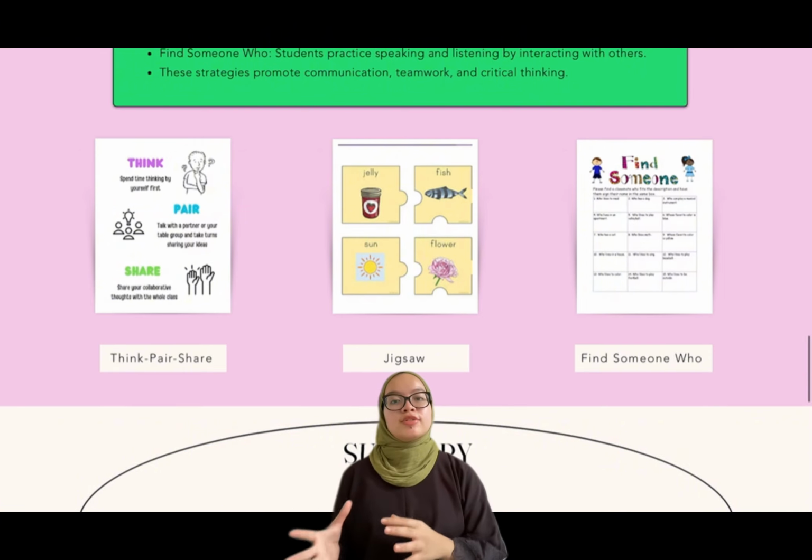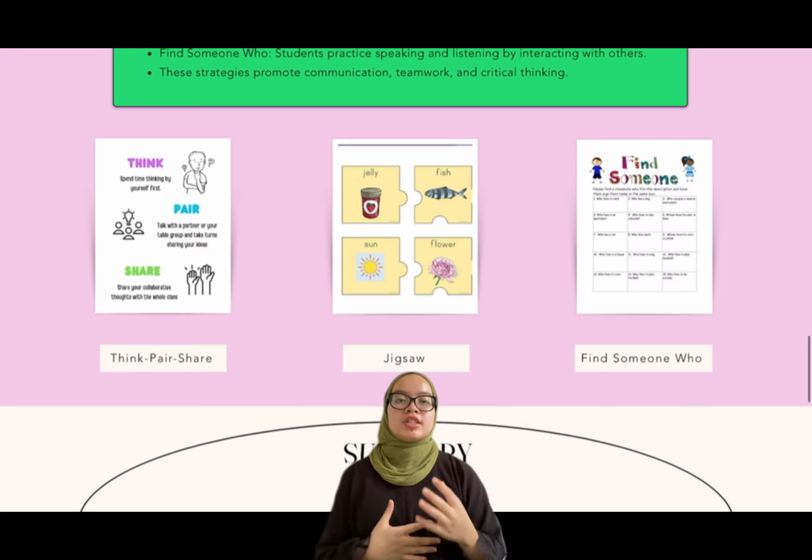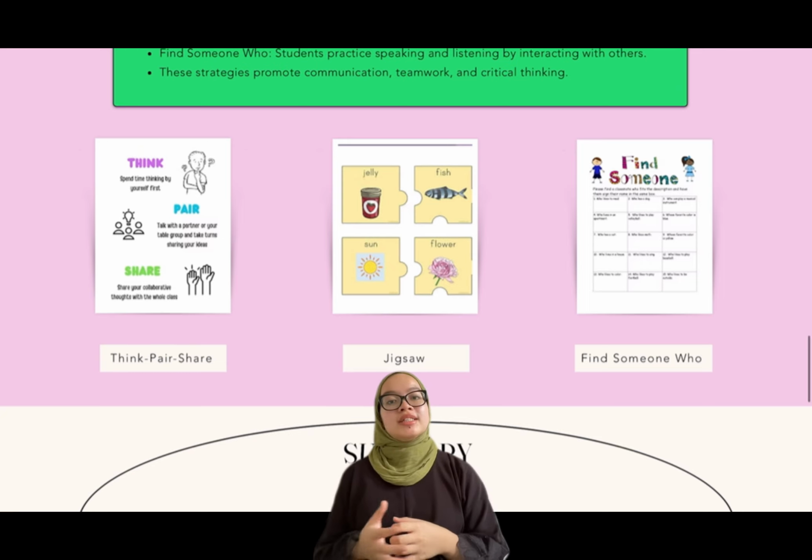This strategy allows students to think independently, share their thoughts with a partner, and then present to the class. It encourages both individual reflection and teamwork. The second one is jigsaw. In this strategy, students learn different parts of a topic and then come together to share what they learned. It promotes collaboration and helps students learn from each other. The last one is find someone who.